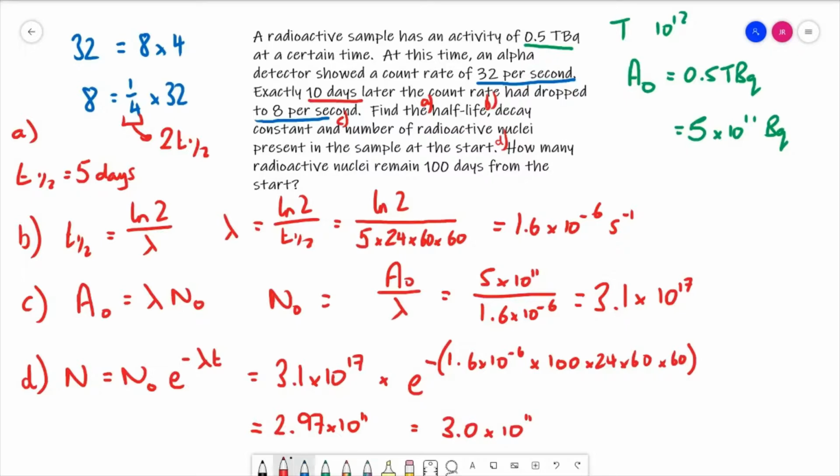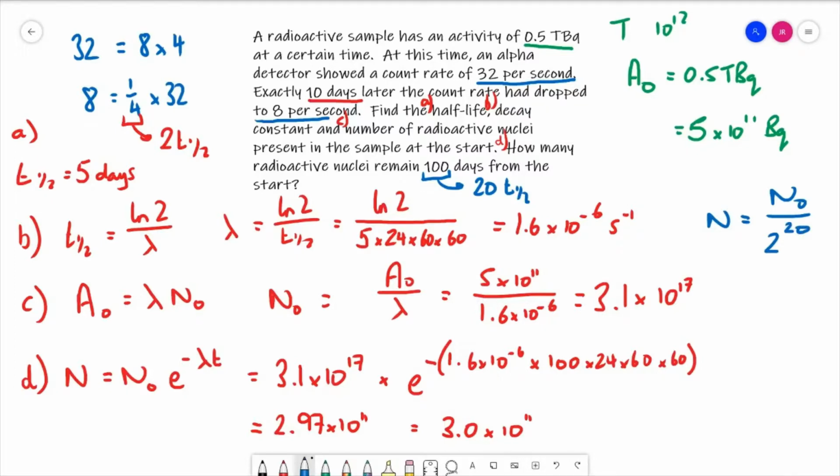Now, as I said, that was the brute force and ignorance method. There is a slightly more elegant and easier method to get that answer. We've got 100 days, but we know that the half-life is 5 days. So we know, therefore, that we're looking at how many nuclei we've got left after 20 half-lives. Now, if you go back a couple of lessons, we know that N will be N naught over 2 to the power of the number of half-lives that we're interested in, which will therefore be 2 to the power of 20.